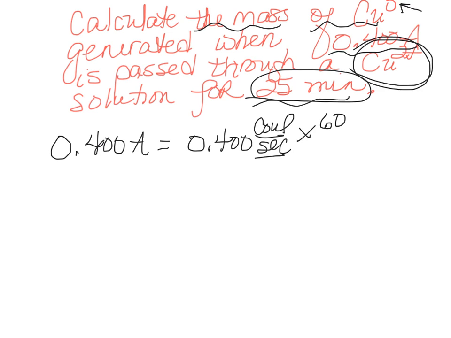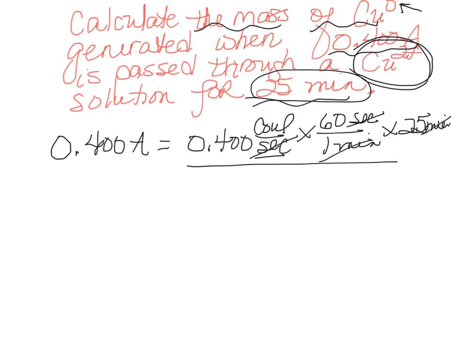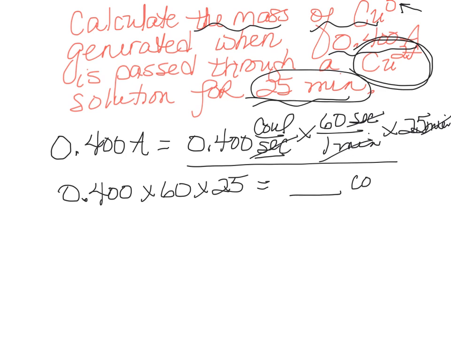So we know that there are 60 seconds in 1 minute, and that we supplied this current for 25 minutes. So let's see what all we can cross out. Seconds crosses out, minutes crosses out, and when we do this, we should figure out how many coulombs we have. So 0.400 times 60 times 25 will give us the amount of coulombs or charge that we have delivered to this solution. And that number happens to be 600 coulombs.